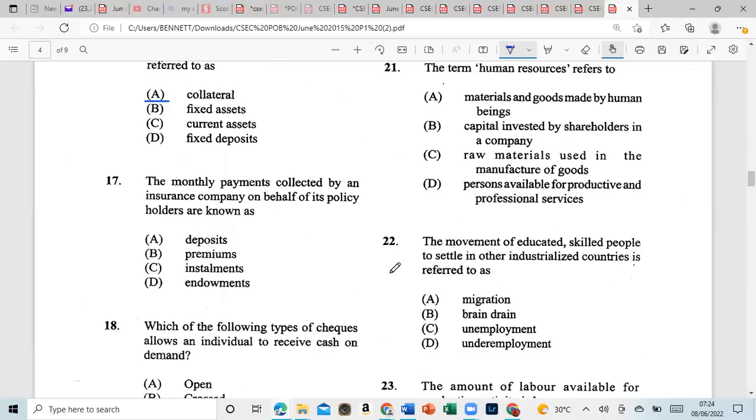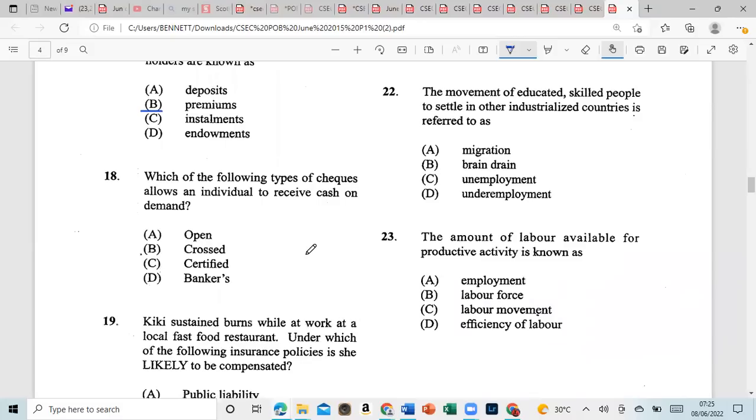The monthly payments collected by an insurance company on behalf of its policy holders are known as deposit, premium, installment, or endowment. That would be premium. Let's move on to 18. Which of the following types of checks allow an individual to receive cash on demand? Is it open, cross, certified, or is it bank transfer? And that would be open check.